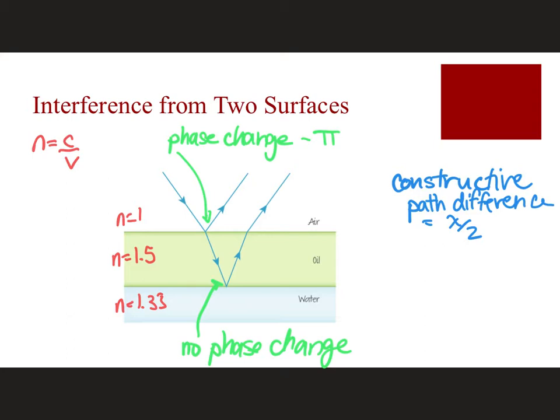Now let's think about if I want to have destructive interference. Now what's going to happen is my wave is going to have to travel a full wavelength longer than this one. Why? Because this one had a phase change of pi. This one does not. So if I just travel one wavelength down and one wavelength back, it's actually going to be out of phase.